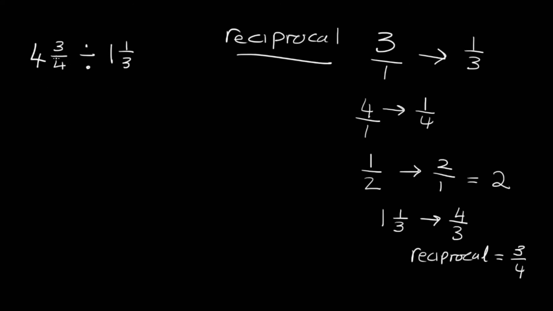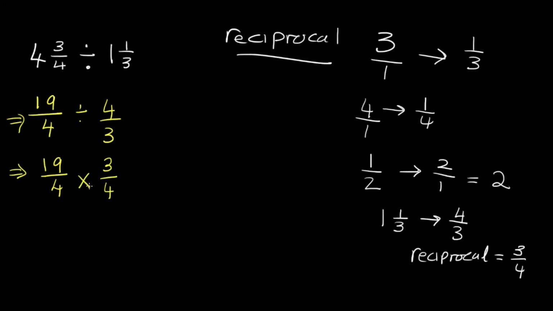4 times 4 plus 3. So 16 plus 3, 19 over 4. Good. Divided by 4 over 3. And the next step is what? You have to switch over the 4 with the 3. We take the reciprocal of 4 over 3 and then we multiply. That's the rule of dividing fractions. It's actually very, very easy. We have to now use the rule of multiplying two fractions.